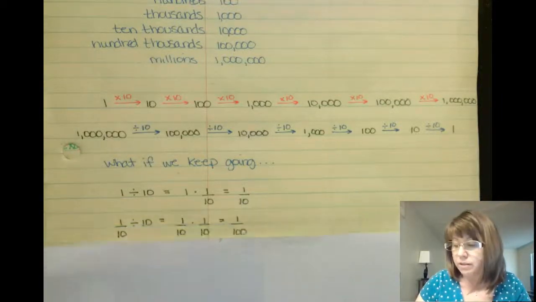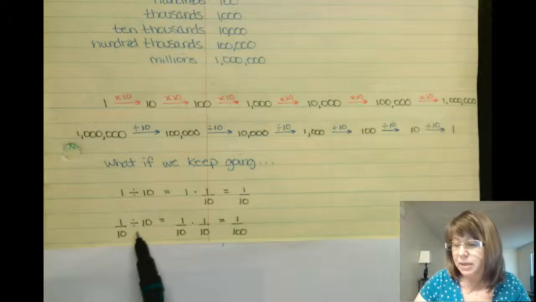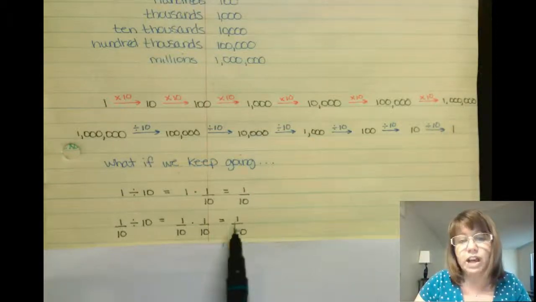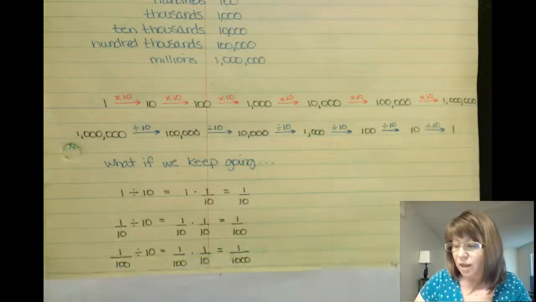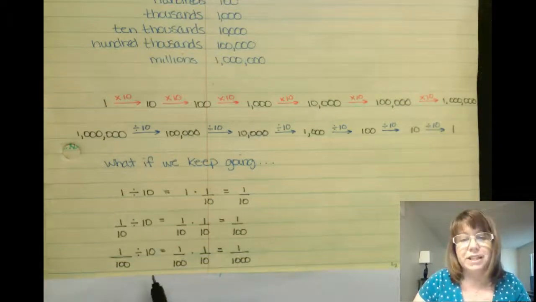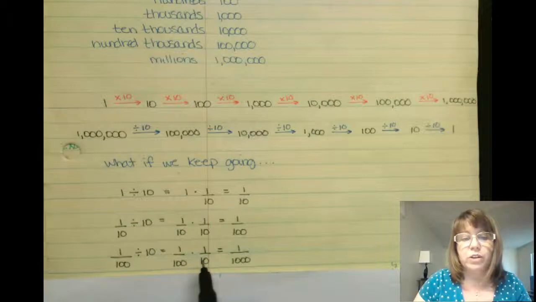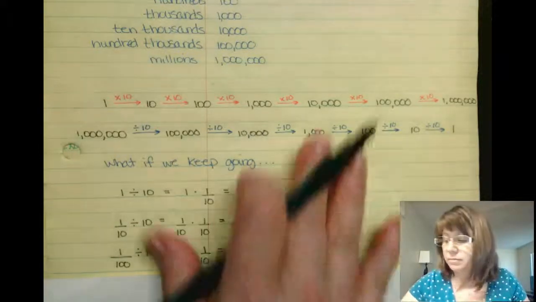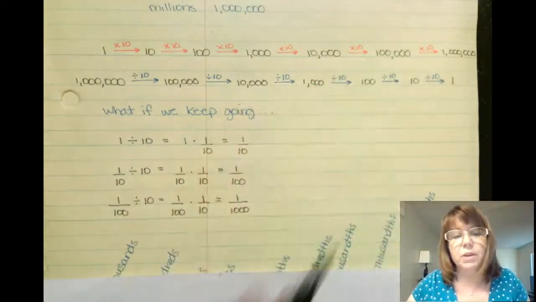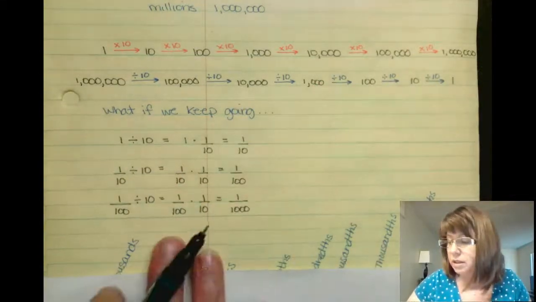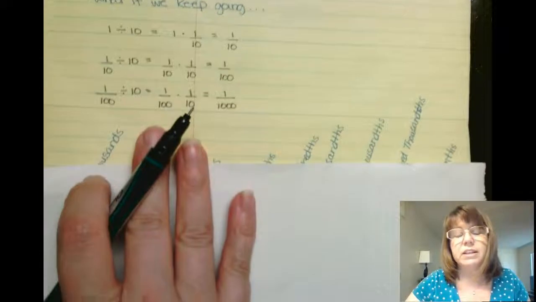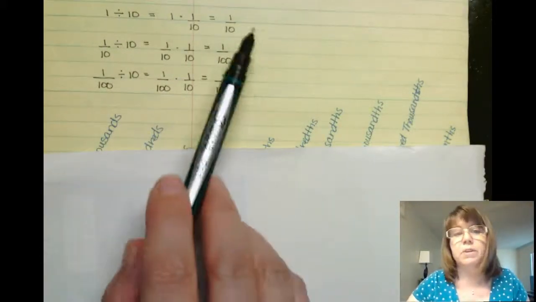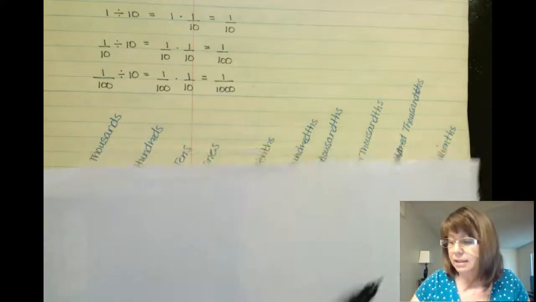Let's keep going. 1 over 10 divided by 10 is 1 over 10 times 1 over 10, which is 1 over 100. 1 over 100 divided by 10 is 1 over 100 times 1 over 10, so it's 1 over 1,000. So you see, we can keep going and going and going. But we have very special names for these places. Now remember, that's 1 over 10.